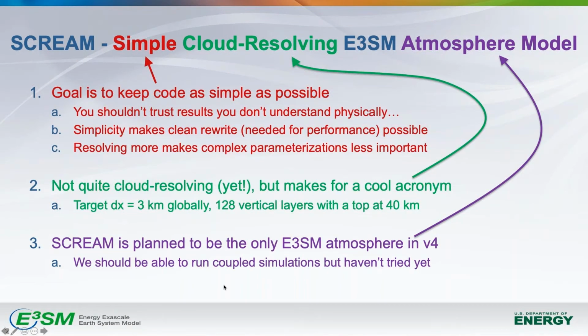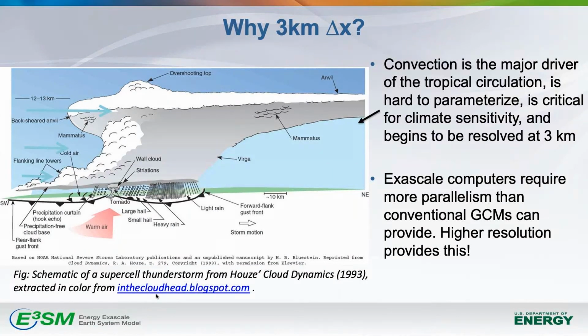The other thing is that we should be able to do coupled simulations out of the box because the way that we're developing this connects with the E3SM coupler. And we have actually run a coupled simulation with 3 kilometer global resolution for I think a day, but we haven't analyzed it. So why would we go to 3 kilometer resolution?